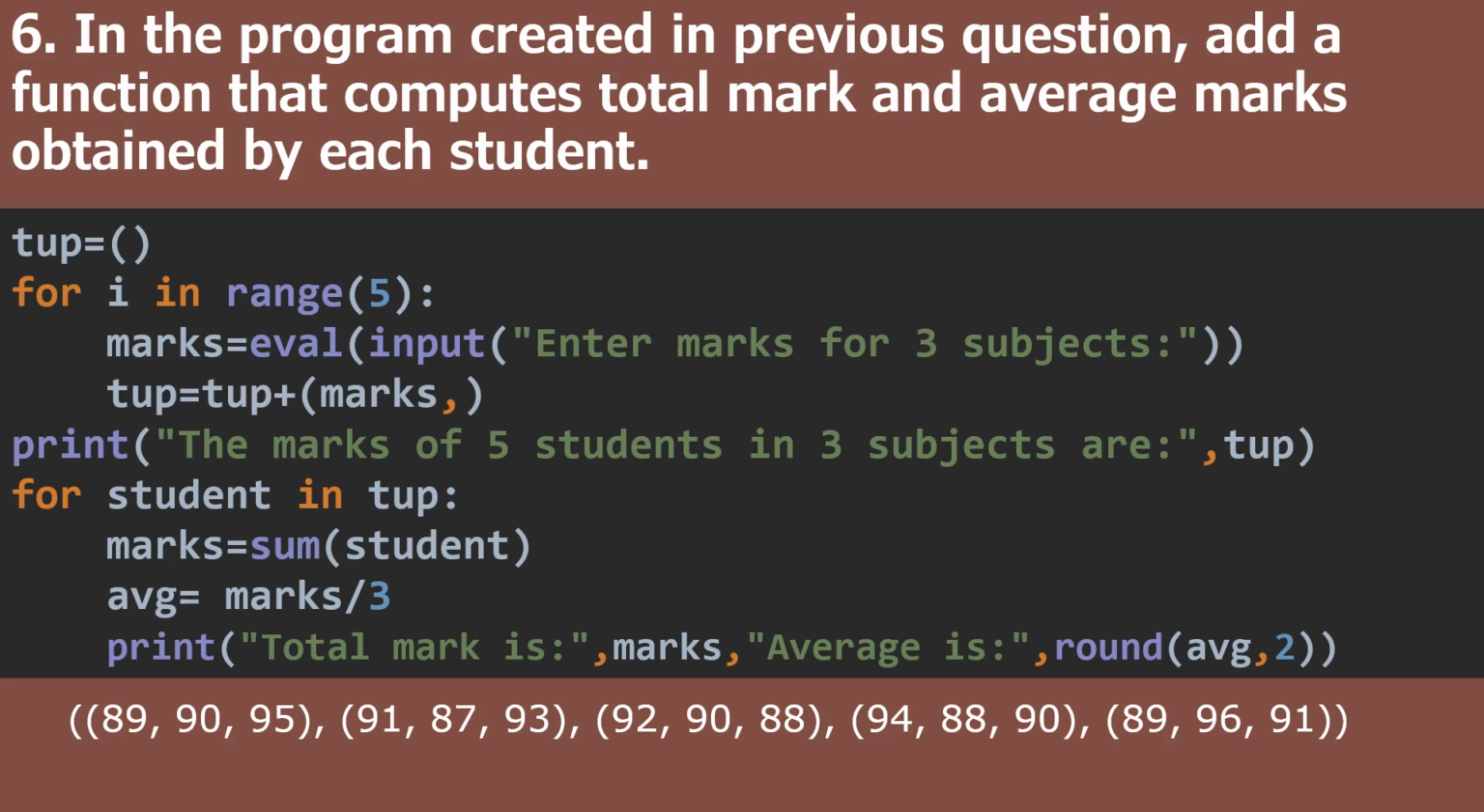Here we used a round function to store the rounded value. That means we'll round up to 2 digits after the decimal point. Like this your loop will continue 5 times because there are 5 values in this tuple. Like this you'll get the average mark of all the 5 students. Now let's run the program and see the output.